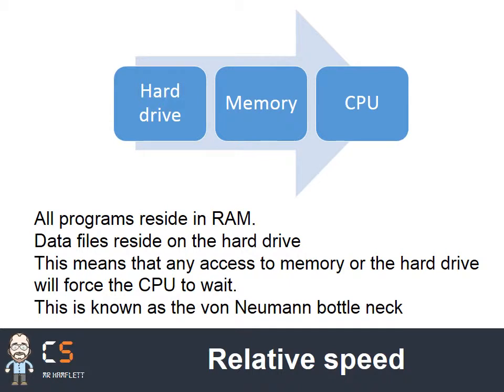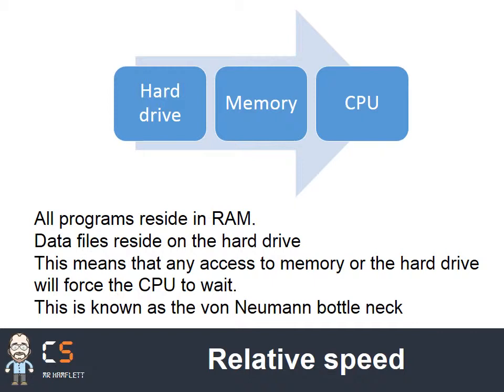So we're coming near the end of this long video. So the last thing we need to look at is relative speed. Okay. Now the CPU is the fastest part of the computer. Okay, it runs incredibly quickly. The problem we have though is that not every other component runs as fast. So memory is fast, but it's nowhere near as fast as the CPU. The hard drive is even slower still.